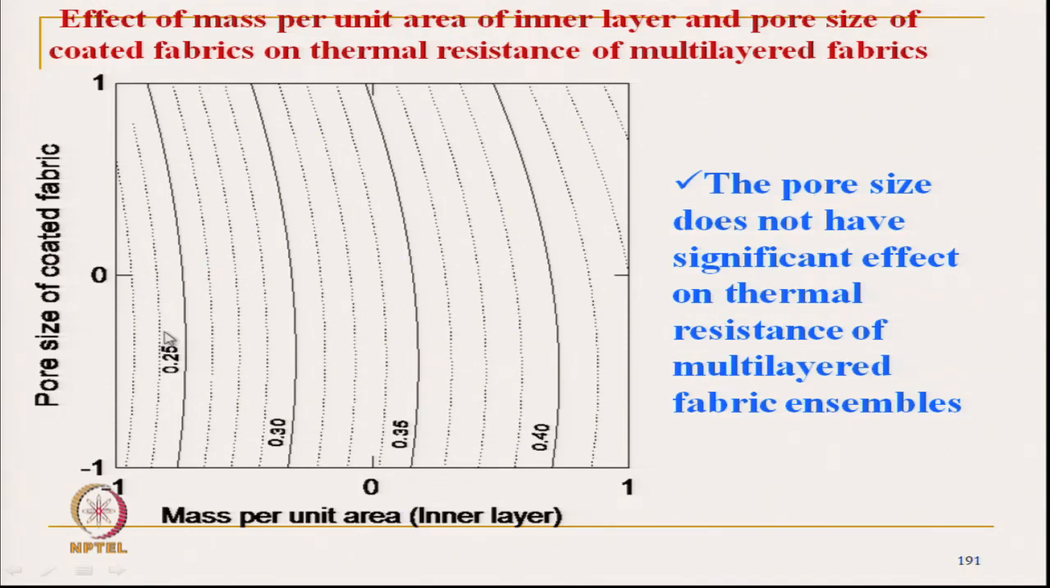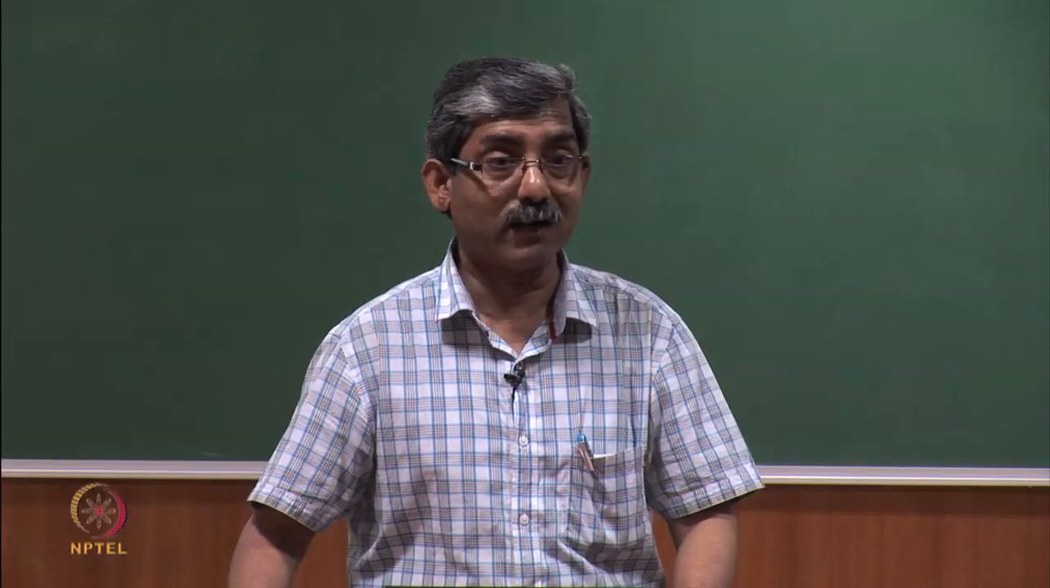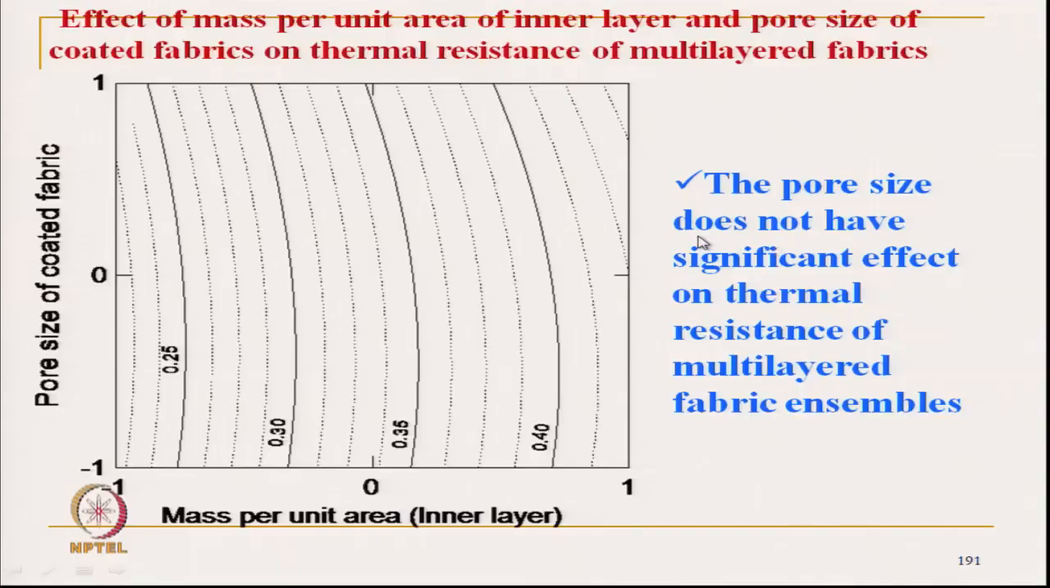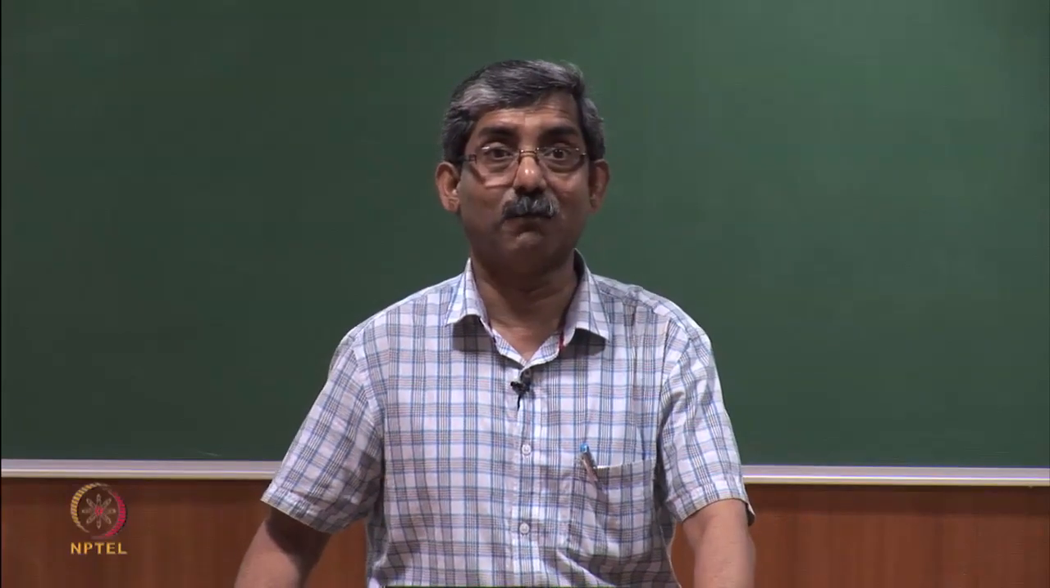So, what it is showing is that if we change the mass per unit area of the inner layer, there is a clear increase in the thermal transmission characteristics. So, the thermal insulation value increases, but if we change the pore size of the coated outer layer fabric, it has the least effect, there is no effect. Pore size does not have any effect on thermal transmission of multilayer fabric. So, if the pore size is changed a little bit, it does not affect the thermal transmission of multilayer clothing.